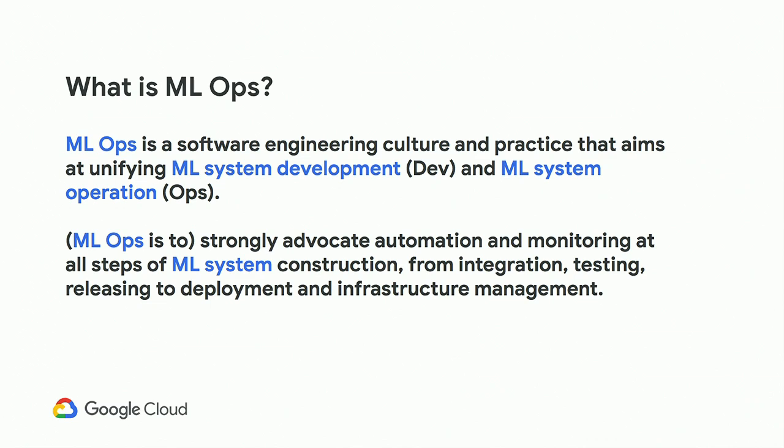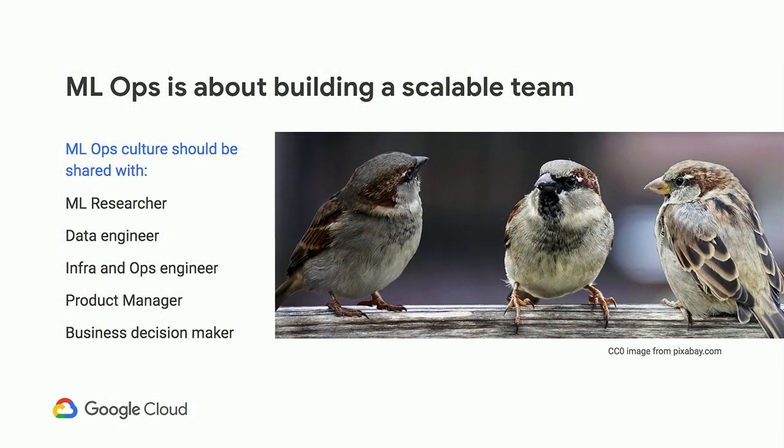It's all about unifying the dev and ops of the machine learning systems, especially focusing on the automation and monitoring of all the machine learning pipeline phases and the operational phases. And it's not only about the operation team, but it's a culture and practices that you should share among all the stakeholders in the machine learning systems, starting from the researchers, data scientists, data engineers, or operation team, and also product manager and business people. Everybody should understand what are the practices and the culture to build a scalable and robust systems.